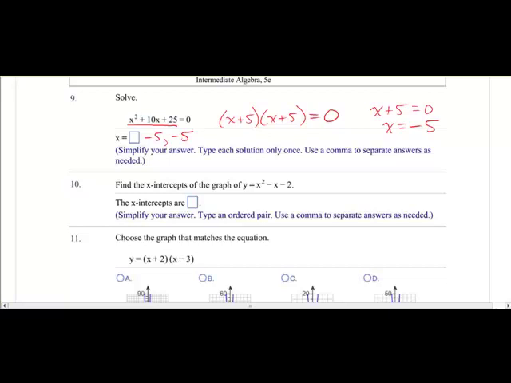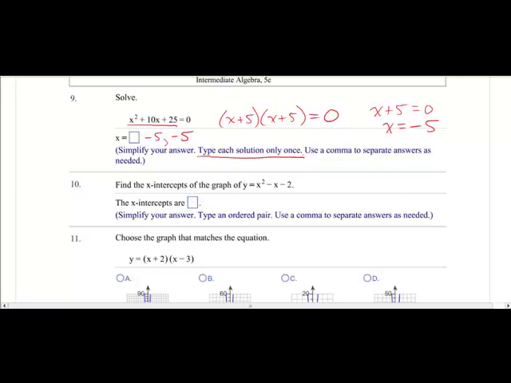But notice the directions, and these were here on your quiz also. Type each solution only once. Okay, so when you have repeated solutions, you don't need to type it twice. You just need to put it one time. And so that's why a lot of you originally got number 9 counted wrong, because you did this. You entered it twice when you should have only entered it once. And the computer is not smart enough to realize that that means the same thing. So that's why I came in and gave you credit for it. So there's only one solution to number 9.